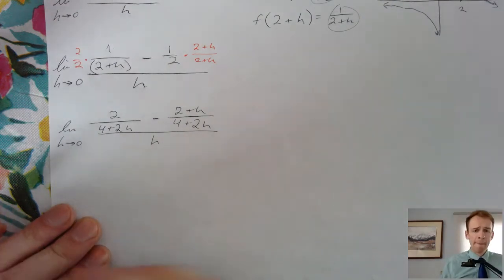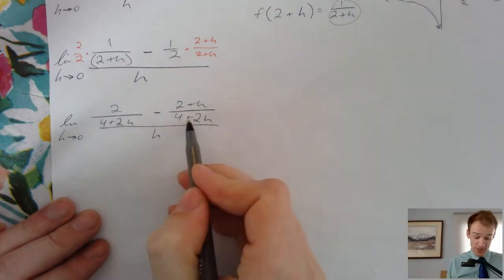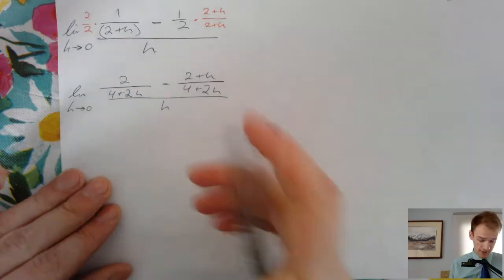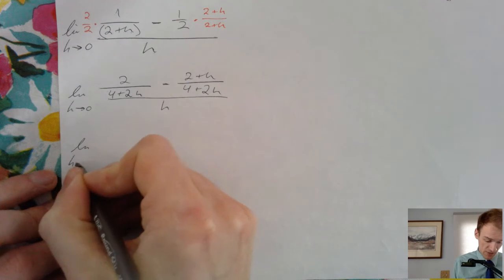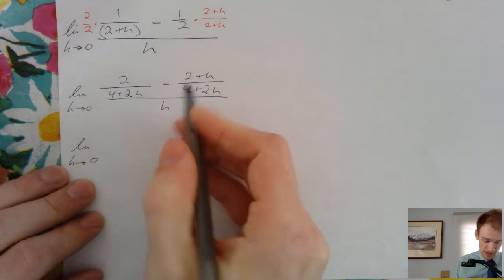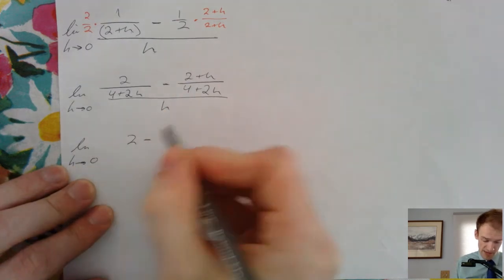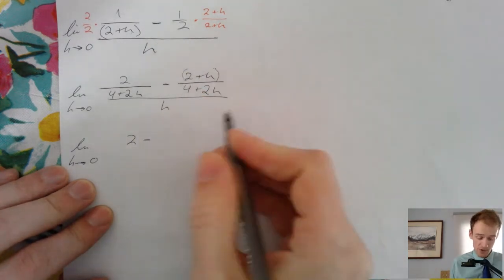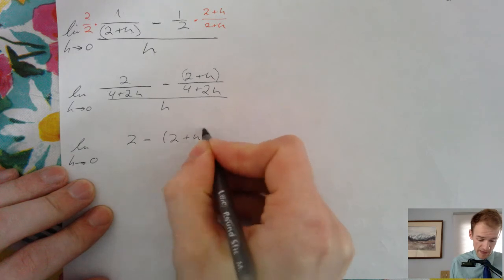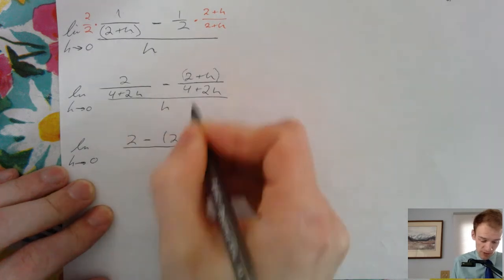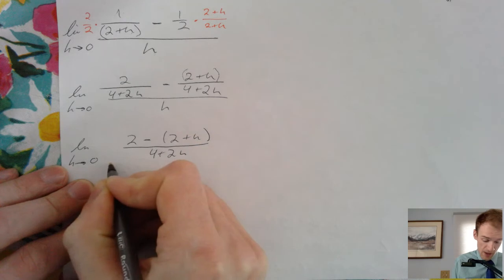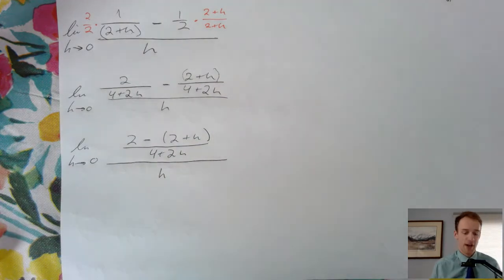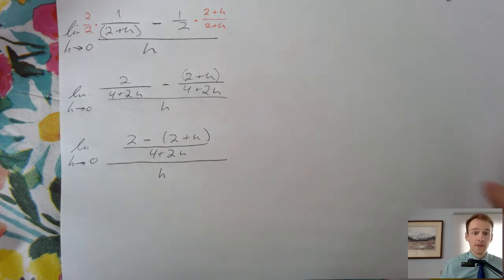Okay. Now that our fractions on top here have the same denominator, we can combine those. So we're going to get the limit as h approaches 0 of, well, on top we'll have 2 minus, now here's where you might get tripped up. 2 is subtracting this sum, 2 plus h, all over 4 plus 2h. That is all over h.